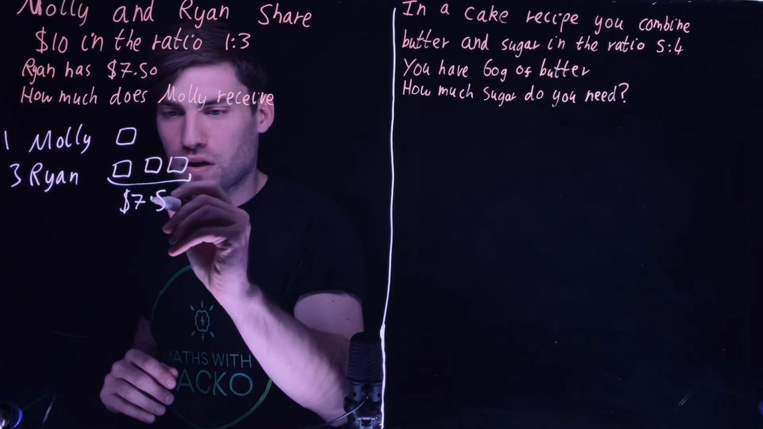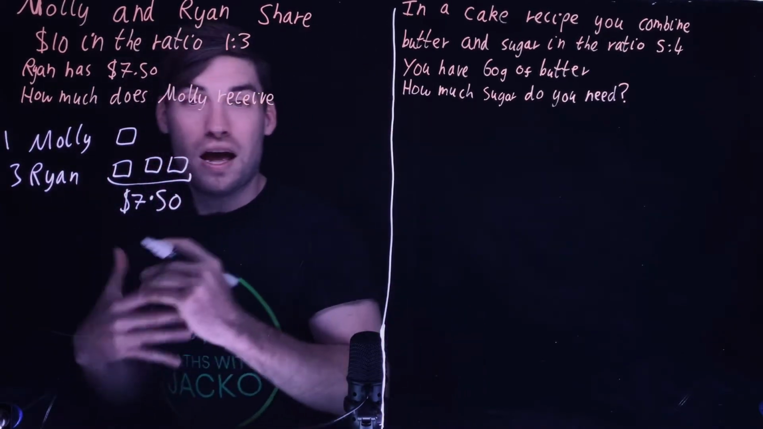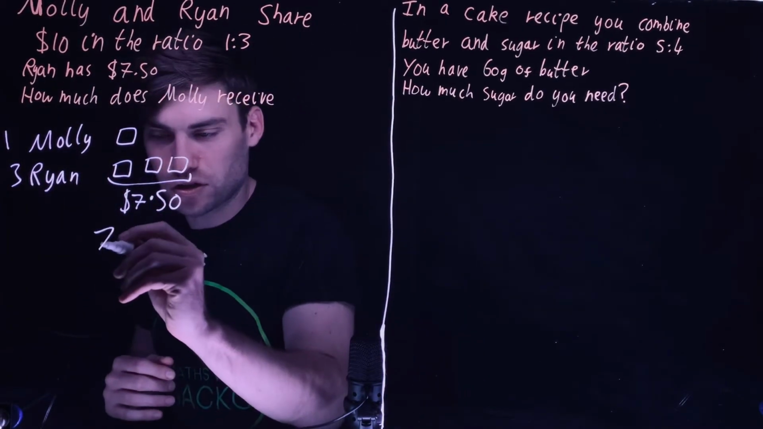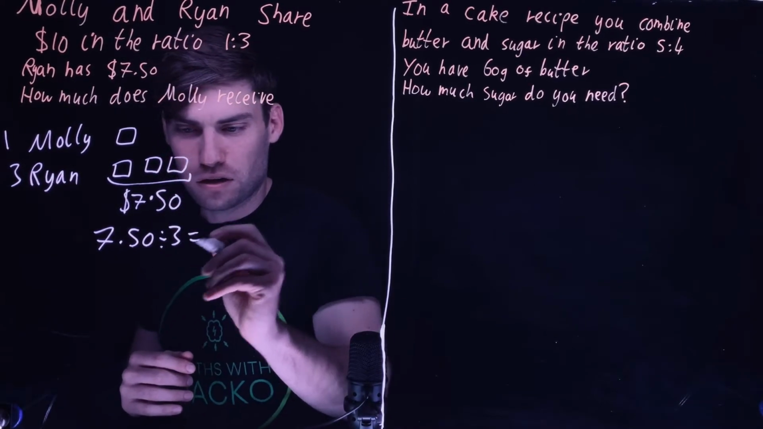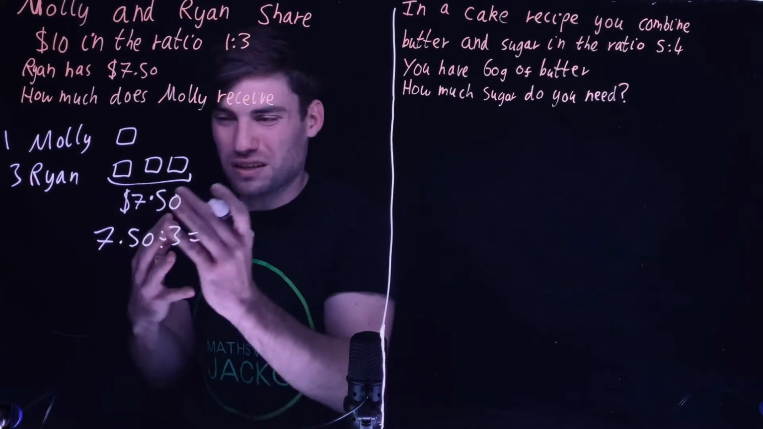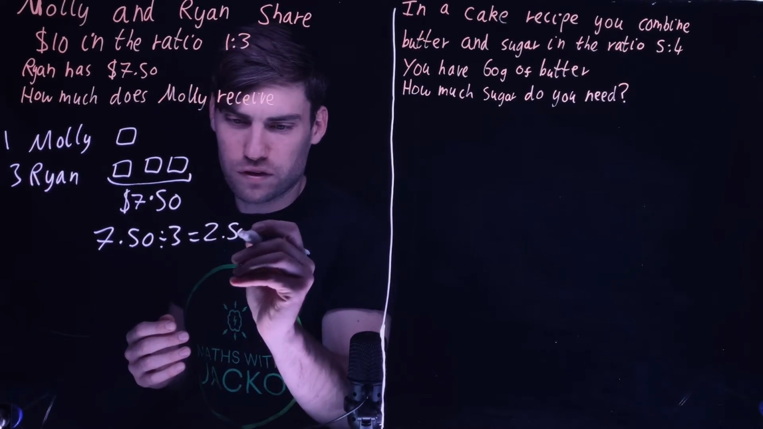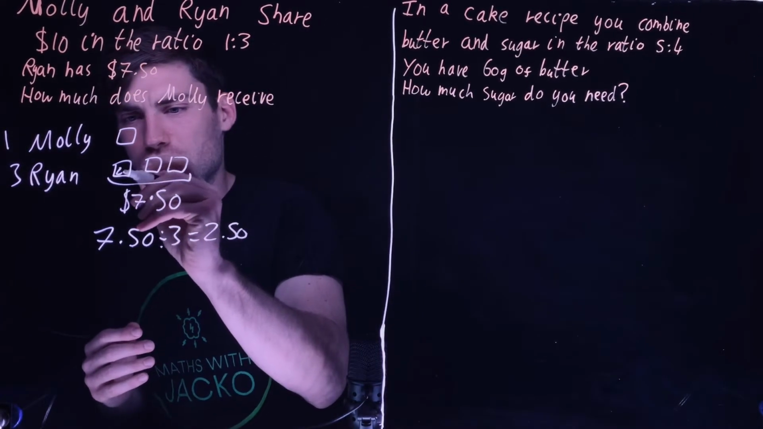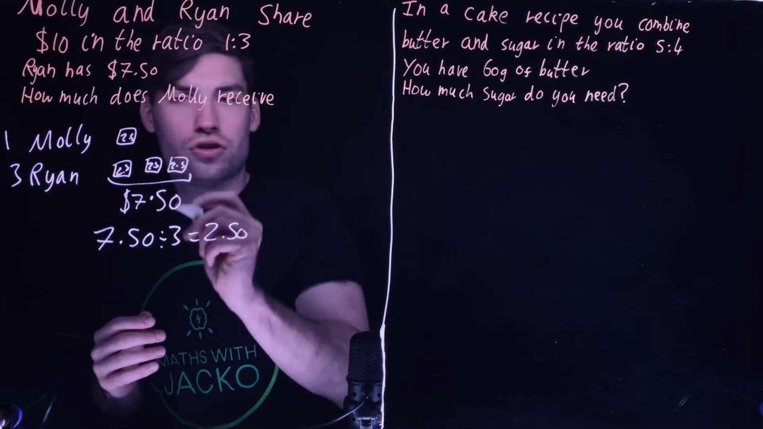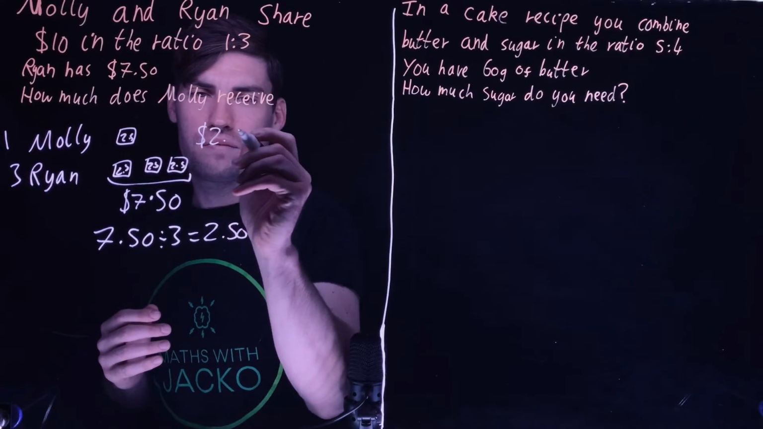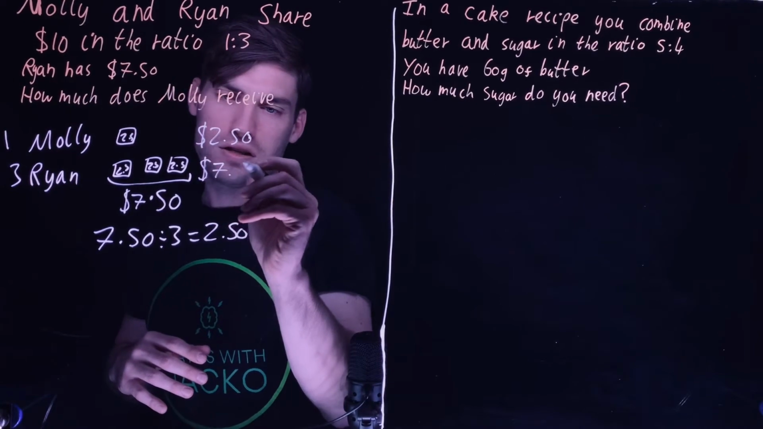Ryan's portion is worth $7.50. So three boxes is worth $7.50. And yes, you can have decimals in this. I like to make sure I always show my students so they see it. It could generally be nice decimals like $7.50 divided by 3, which you know is $2.50. So each one of these is 2.5. So then Molly receives $2.50, because she only gets one portion compared to Ryan's $7.50.